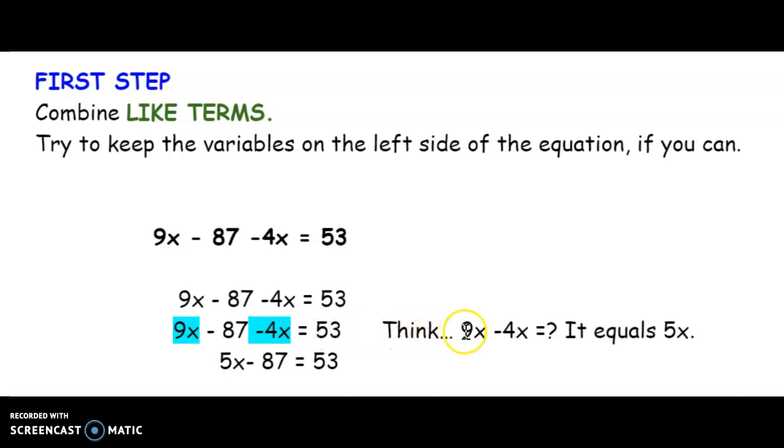So as we think about what 9x minus 4x is equal to, it equals 5x. We're going to take those out of the equation and combine them so that they make just one component, 5x. We didn't do anything to the 87. We just left it that way. We left everything lined up like we did last time, and we just carried over our 53. Because again, our first step is just to combine the like terms. You ready for the second step?